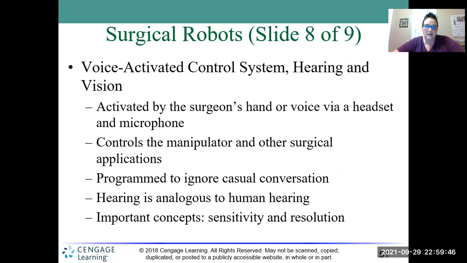Then there's a voice activated control system, and this is hearing and vision. So this is where the robots can actually be activated by the surgeon's hands moving on those manipulators, or a voice, by either a headset or microphone. So it's a way to control the manipulator and different other applications. The great thing about these is there can still be casual conversation going on in the case that is going to be ignored by the computer. So it's really sensitive, and it's a really important part of this.